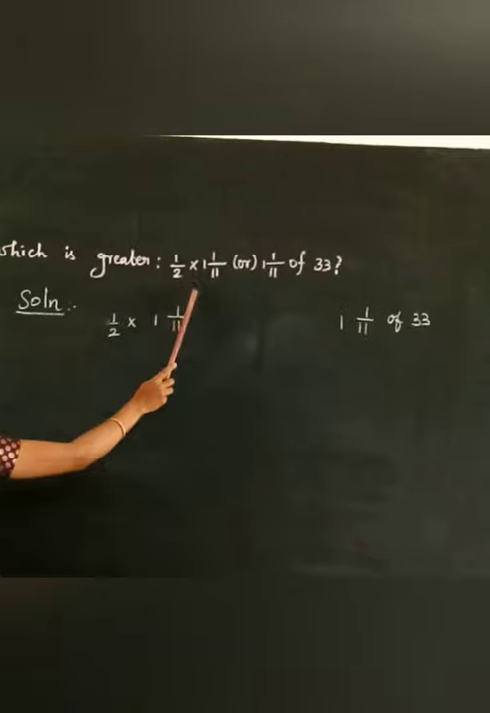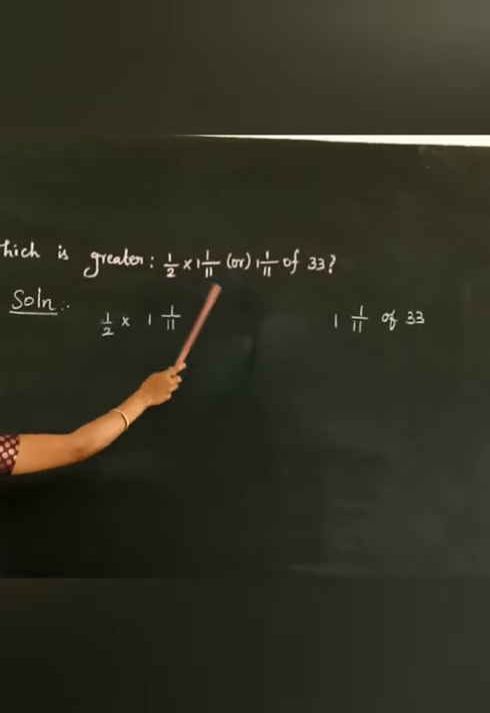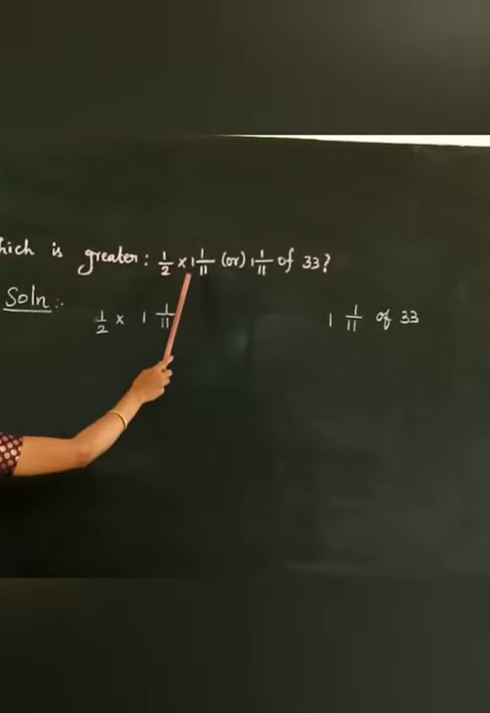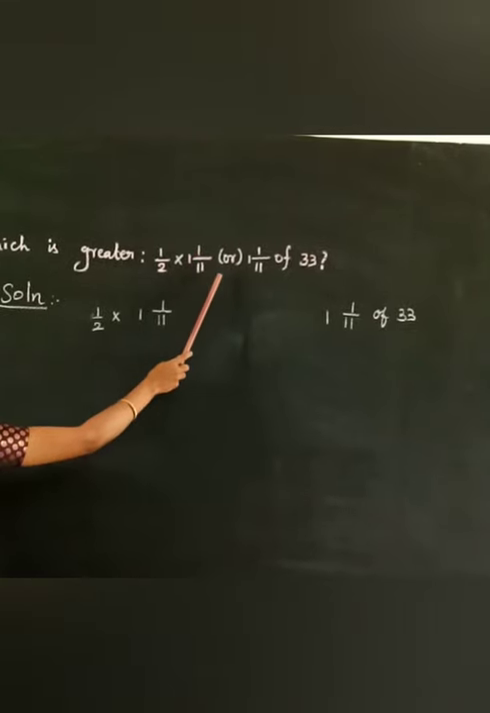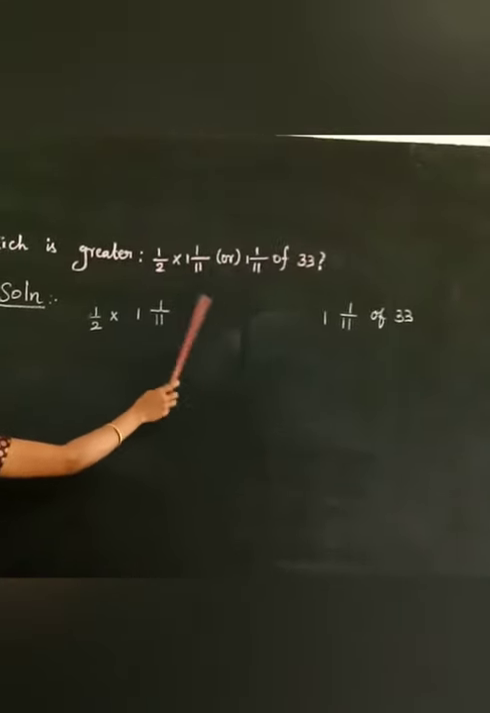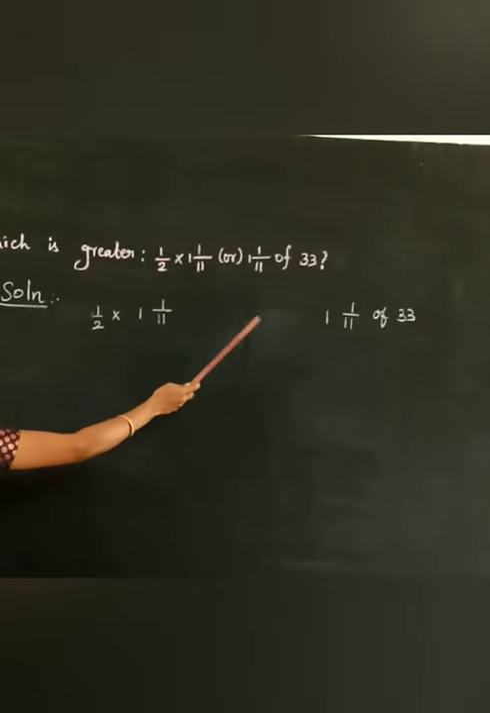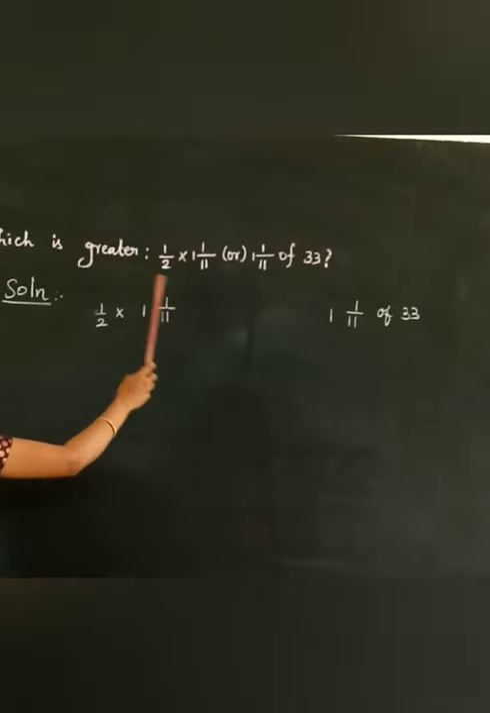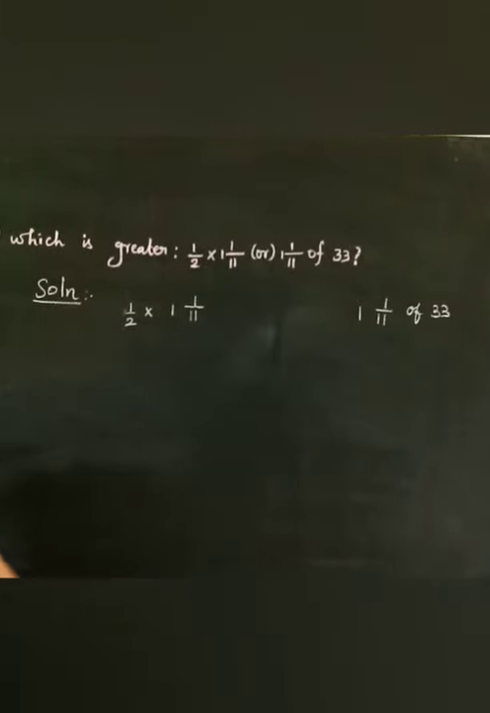See this two product of the fraction is given here. 1 by 2 into 1 by 11 or 1 by 11 of 33. We have to compare the product of the two fraction. Find out which one is the greatest. That is your question.